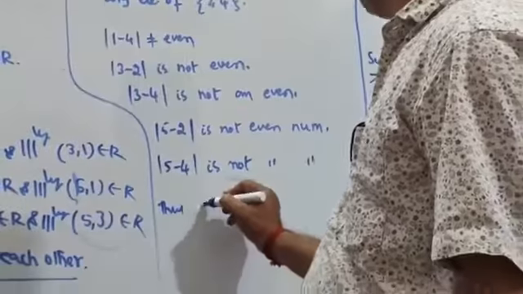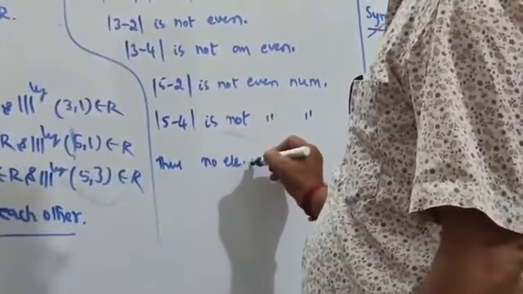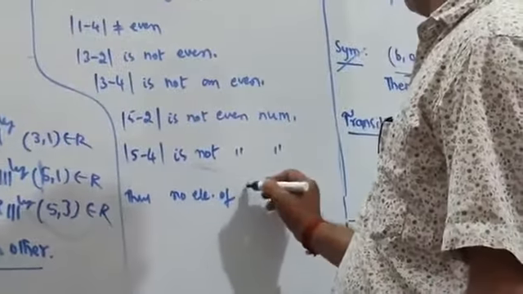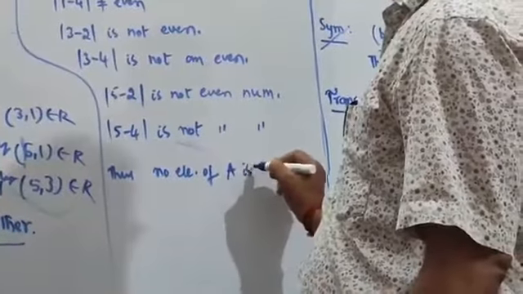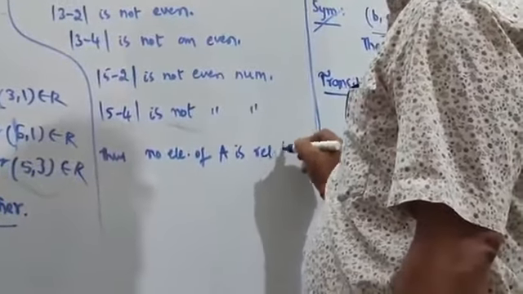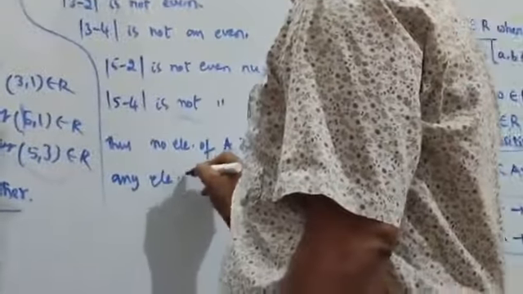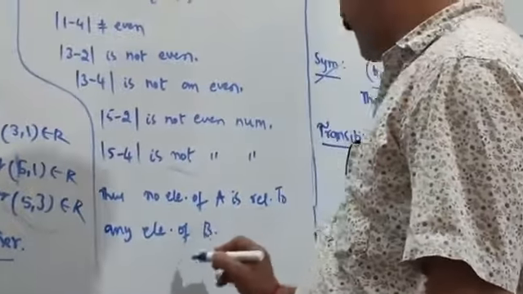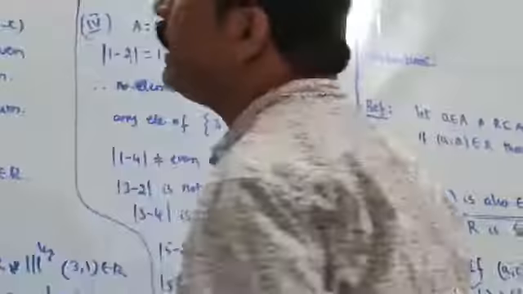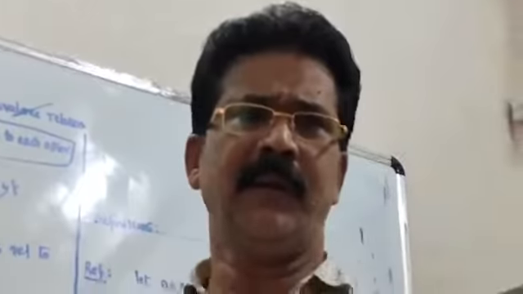Thus no element of set A is related to any element of capital B. Hence the problem. Actually, this question contains four sub-problems.